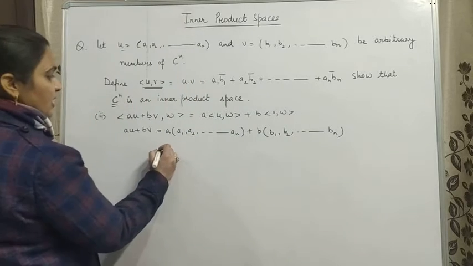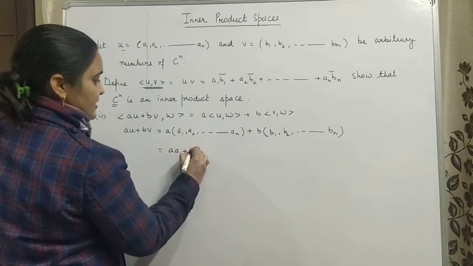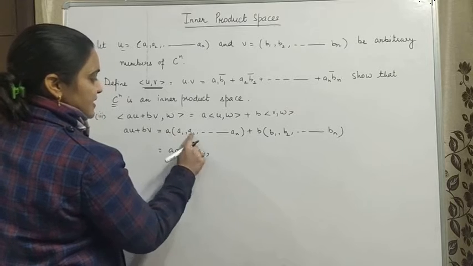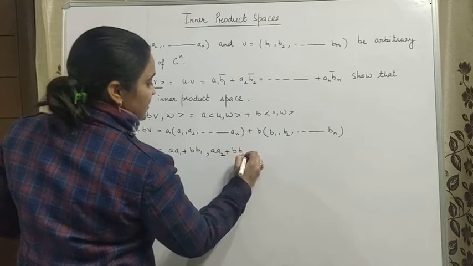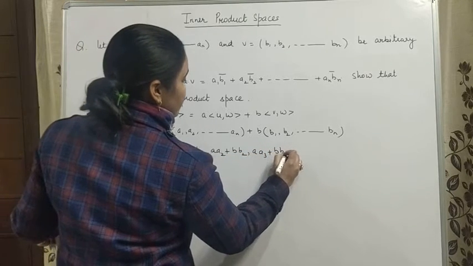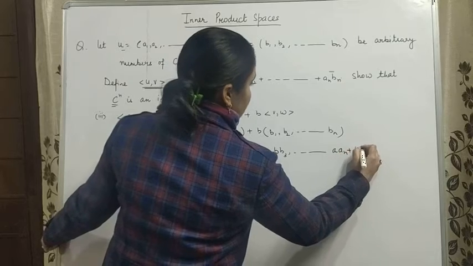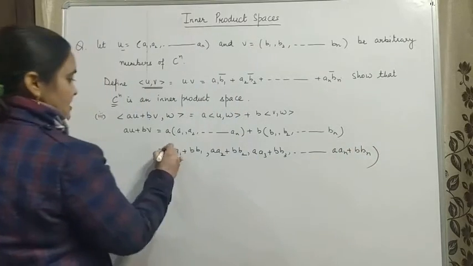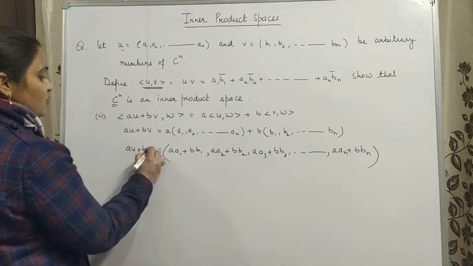So what will you get? You get a1 plus b1. This is the first element. Next is a2 plus b2. Second element. Next is a3 plus b3. Third element, and so on. You will get an plus bn. This is the last element. So this is au plus bv.